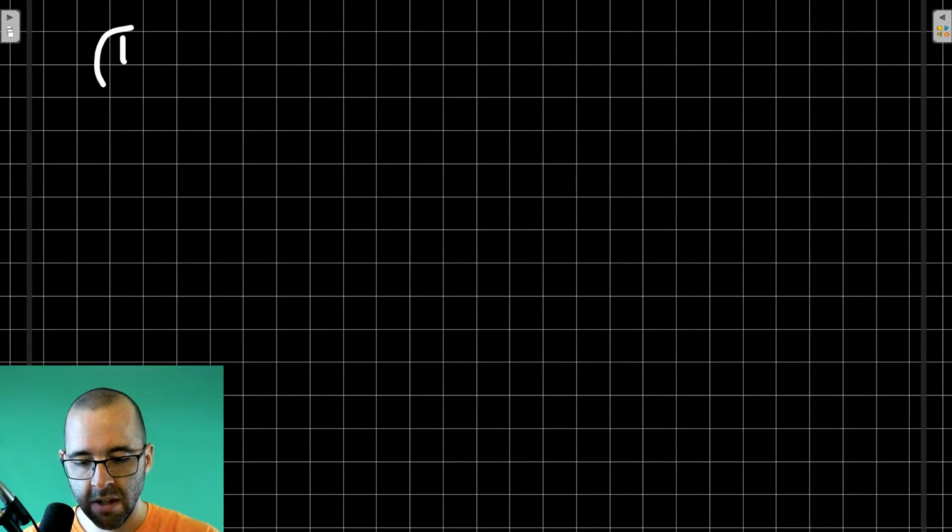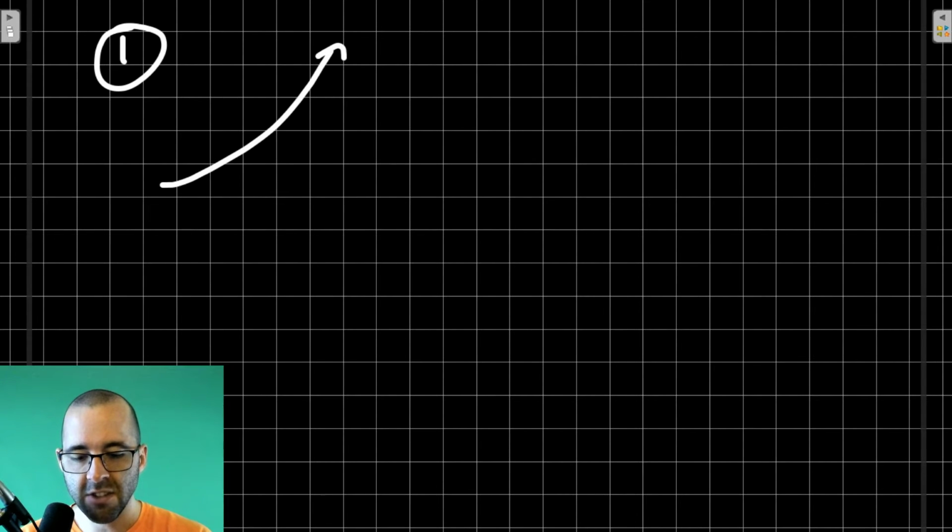Here we go. Number 1, increasing and decreasing. So again, increasing and decreasing really is just as you go from left to right, is it going up or down? If you have this person walking, are they going uphill or are they going downhill? So it's increasing because they're going uphill.